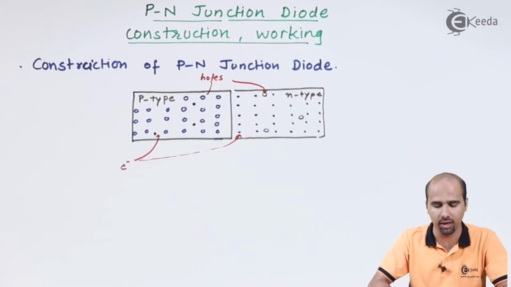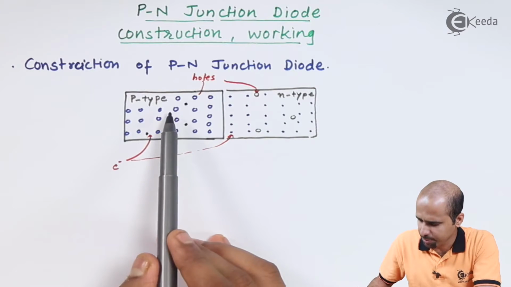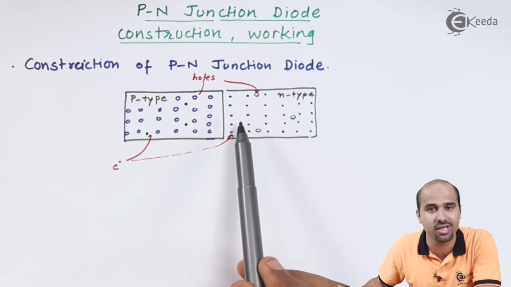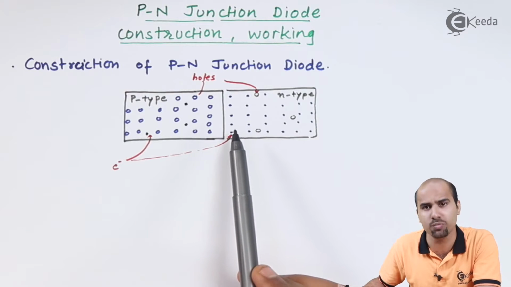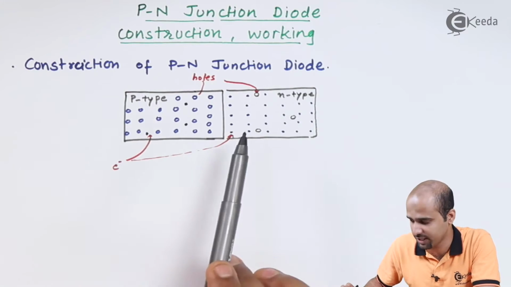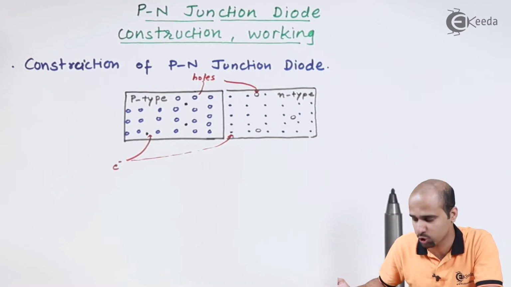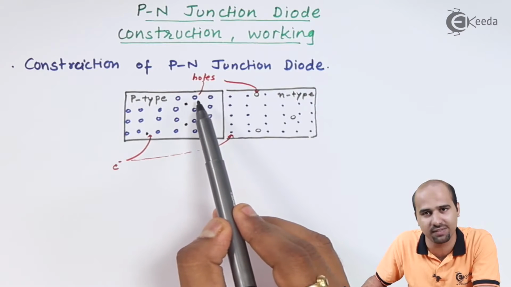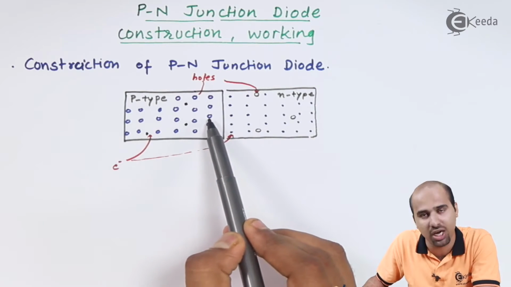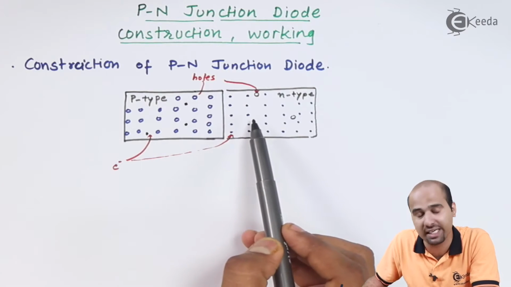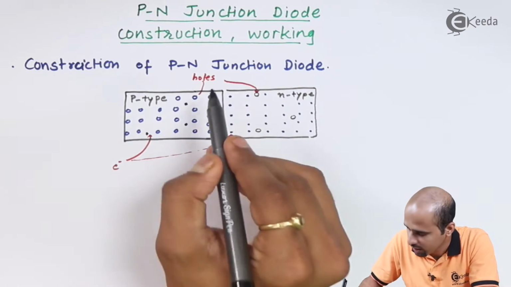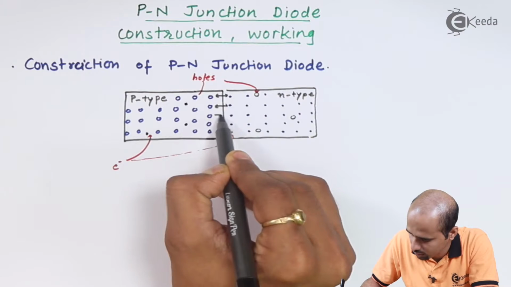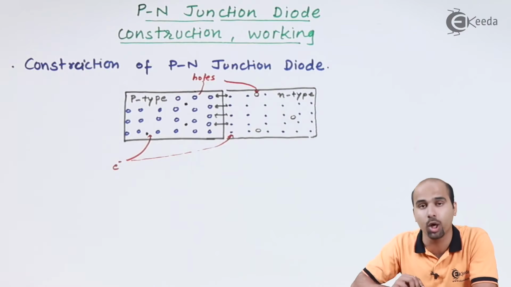Now what will happen if I combine them? This P type is having holes, these are positively charged carriers. This N type is having electrons, these are negatively charged carriers. As per Coulomb's law of electrostatics, we all know that positive and negative attract each other. So what will happen? These negatively charged electrons will jump towards the positively charged holes and the positively charged holes will jump towards the negatively charged electrons. So these electrons and holes will get recombined.